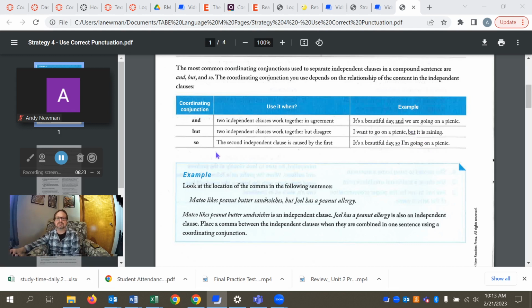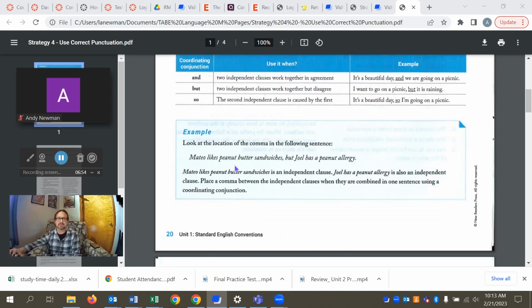And then the one, so, demonstrates cause and effect, that one clause is the result of another. It's a beautiful day, so I'm going on a picnic. I'm going on a picnic is happening because it's a beautiful day. The beautiful day is the cause of this desire to go on a picnic, and that's why we use the coordinated conjunction so. But notice in all these examples we have a comma that precedes the coordinated conjunction.